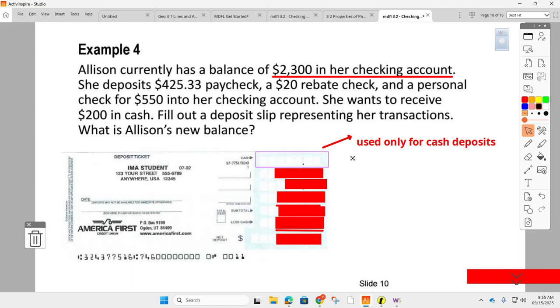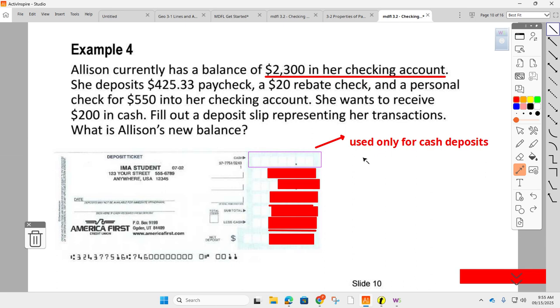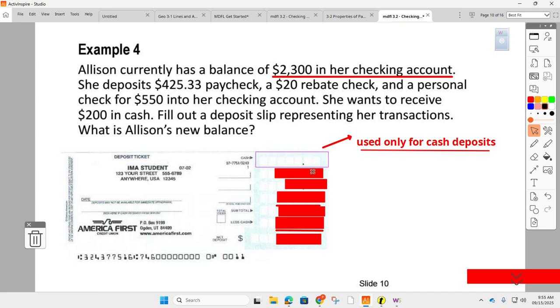So you're writing this. And then each of these lines up here above the subtotal, these are your deposits. And you list the checks that you deposit separately most of the time. Sometimes you can lump those together.